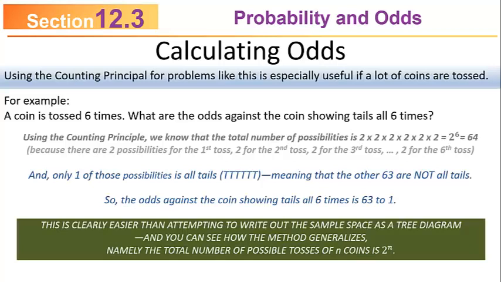You find the total number of possible tosses of n coins by taking 2 to the power of n. So in the 6 coin case, 2 to the 6th is 64. If you were tossing 5 coins, it'd be 2 to the 5th, it's 32. If you're doing 4 coins, it'd be 2 to the 4th, it's 16. That's a lot easier than trying to draw a tree diagram.